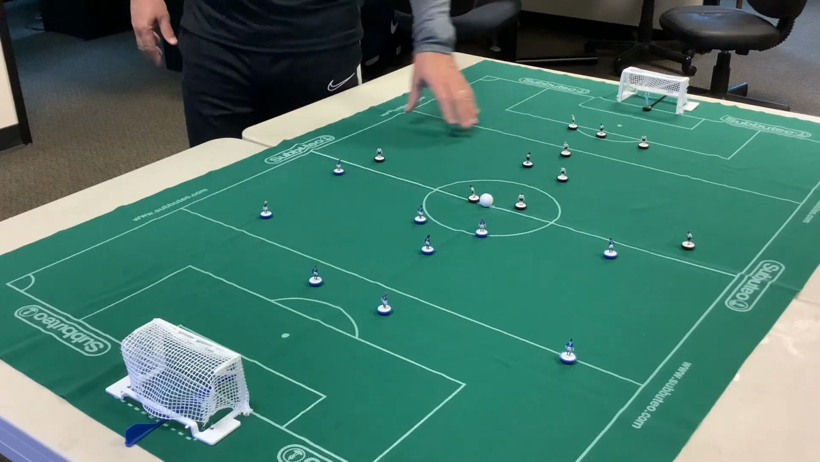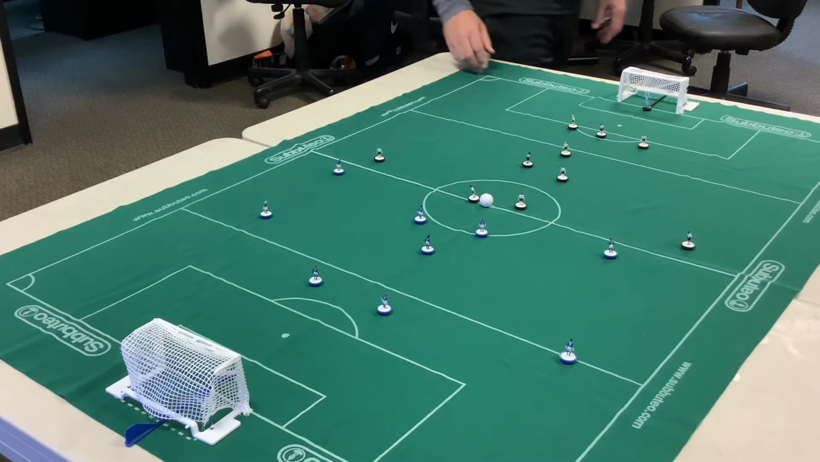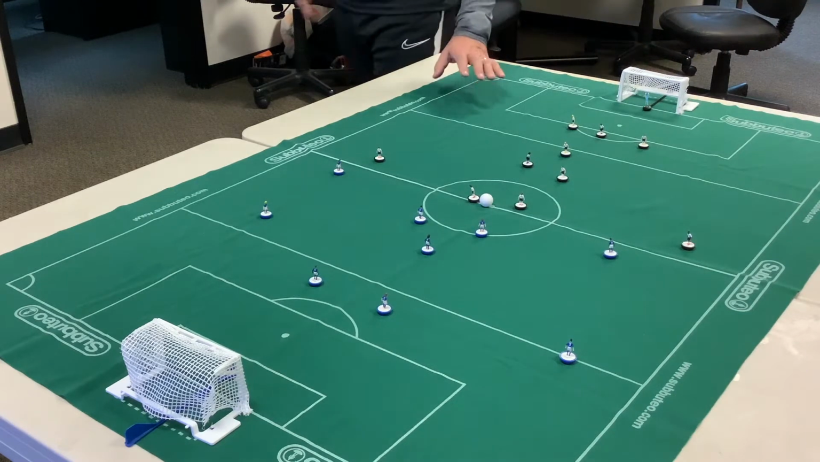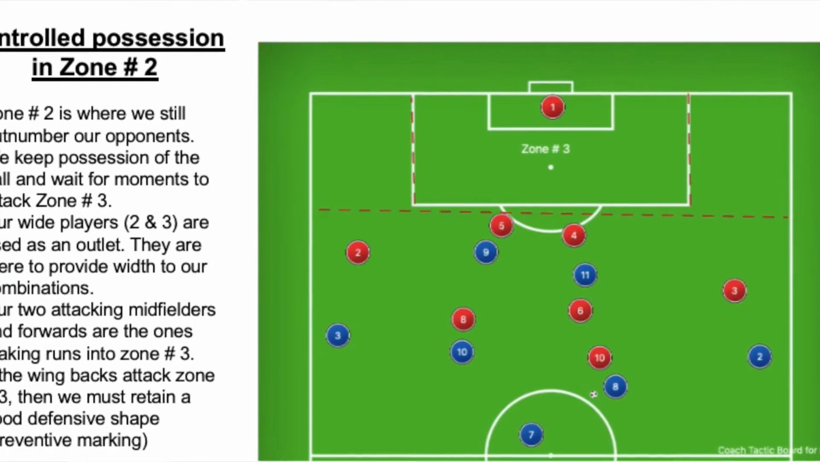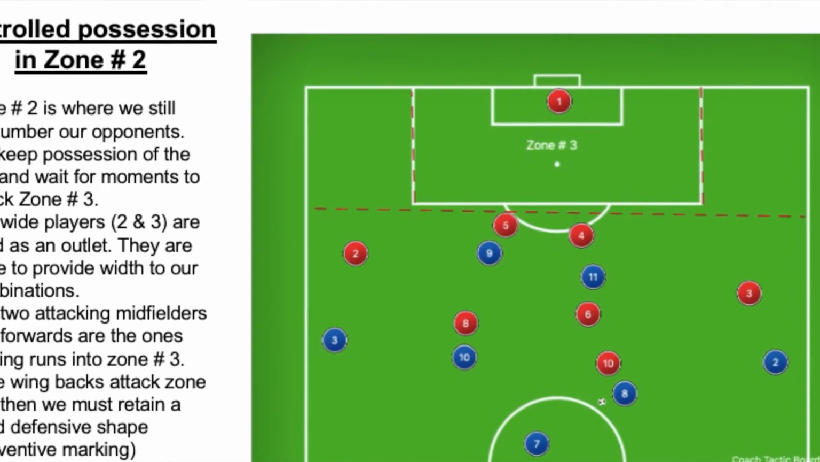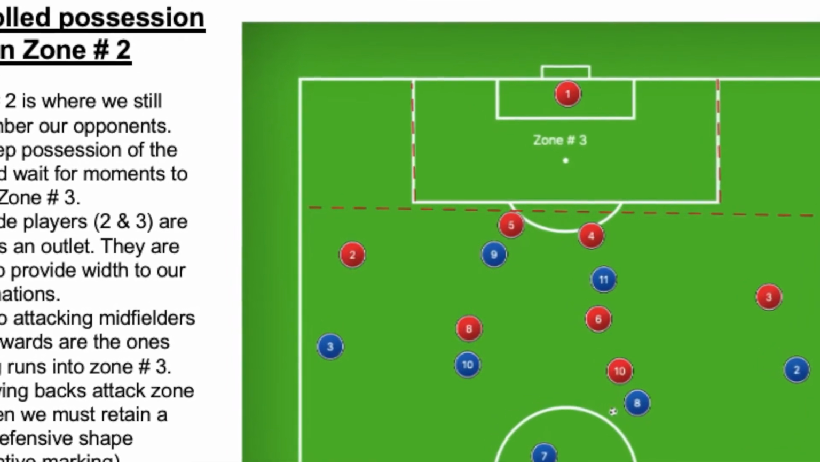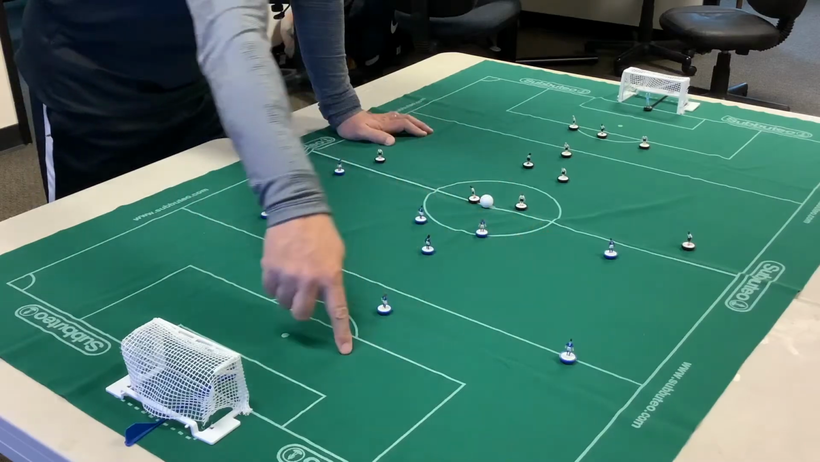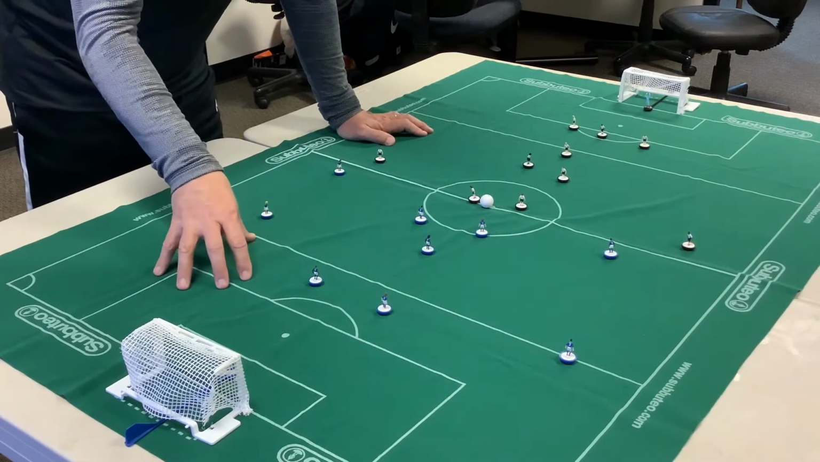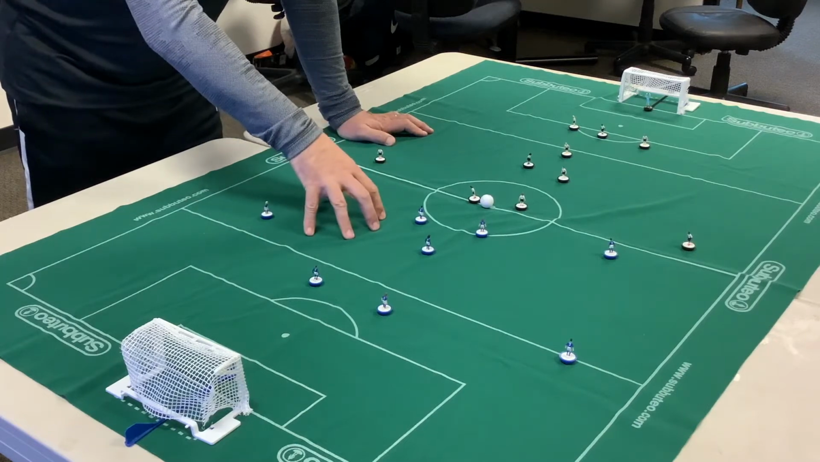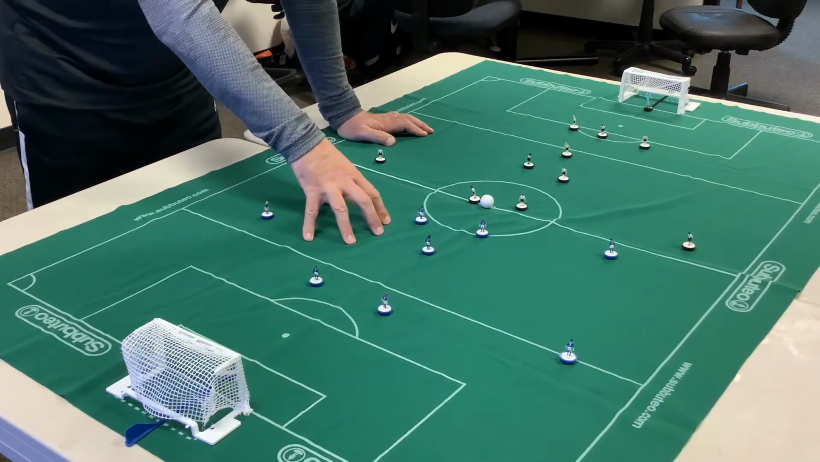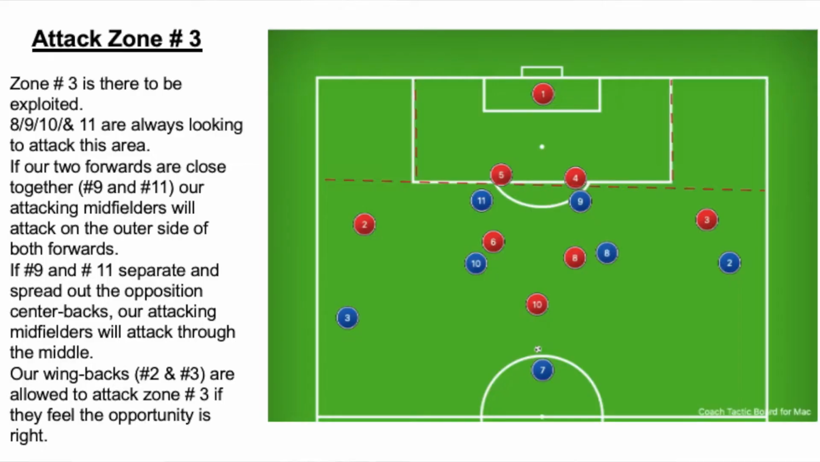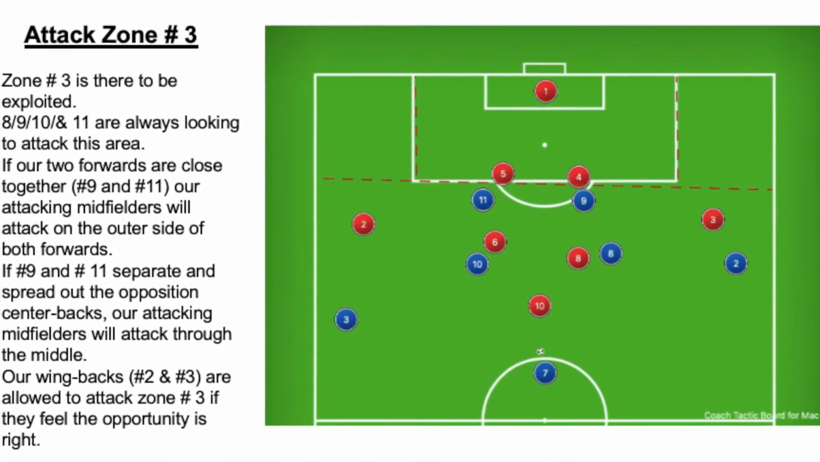So we try and work on overloading the play, and we'll show you how we do that by playing out from the back later. In the attacking zone 2, from the halfway line to the 18, it's still outnumber the opponent, but now we're looking for forward runs, trying to get into the attacking zone 3. So while we're still outnumbering them here and keeping possession of the ball, we're looking for people making runs behind the back line into that attacking zone 3.